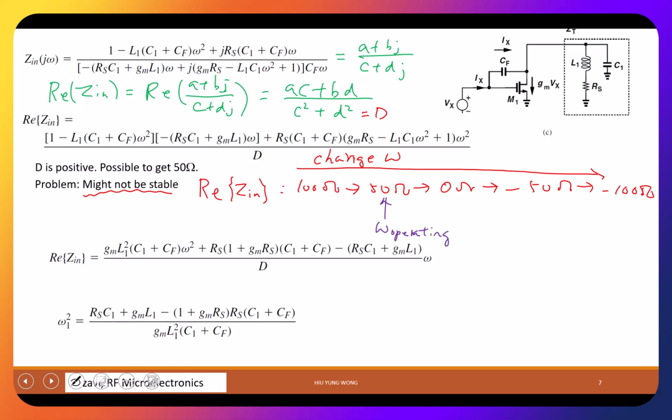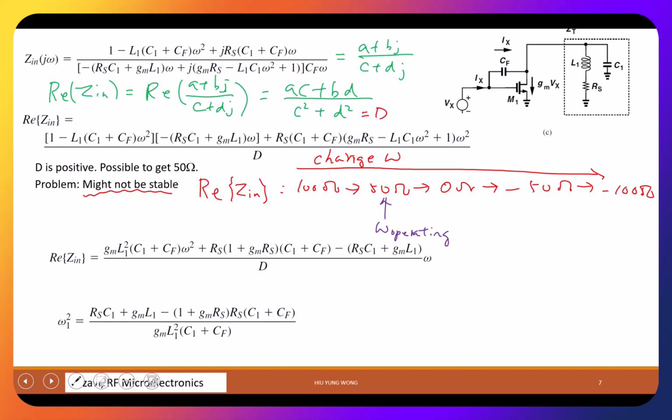I choose all the values so that at the omega operating, let's say 5.5 gigahertz in your project, at 5.5 gigahertz, it gives me 50 ohm. Perfect. I match it, right? I'm not using resistive matching this time. But if I go to higher frequency, I don't know which direction, let's say 6 gigahertz, it might give me 100 ohm. I go to lower frequency, it may give me 20 ohm. Even lower, it can give me 0 ohm. Even lower, it can give me negative.